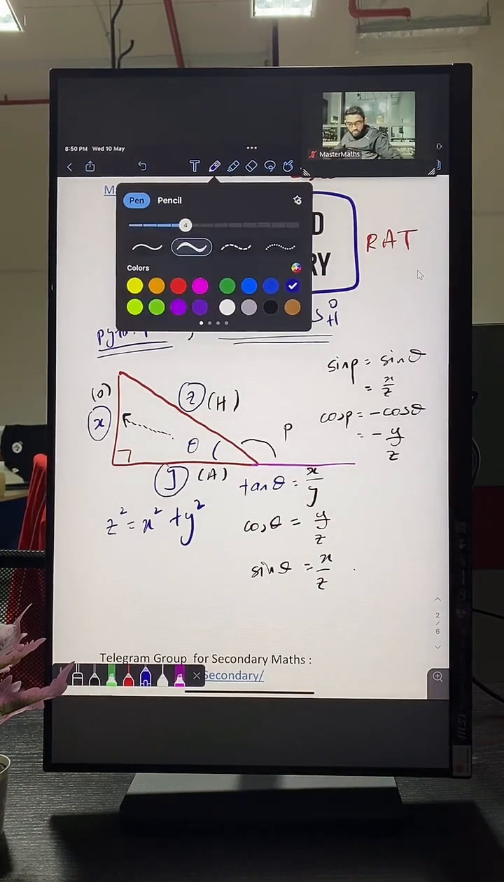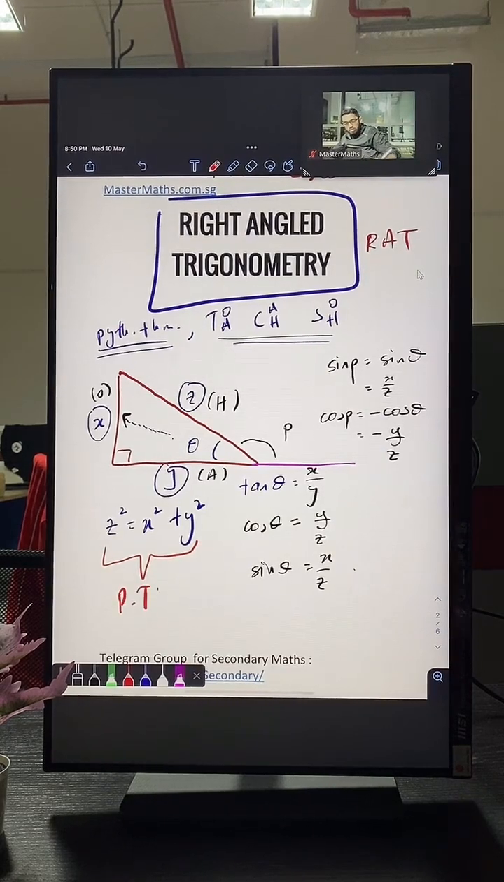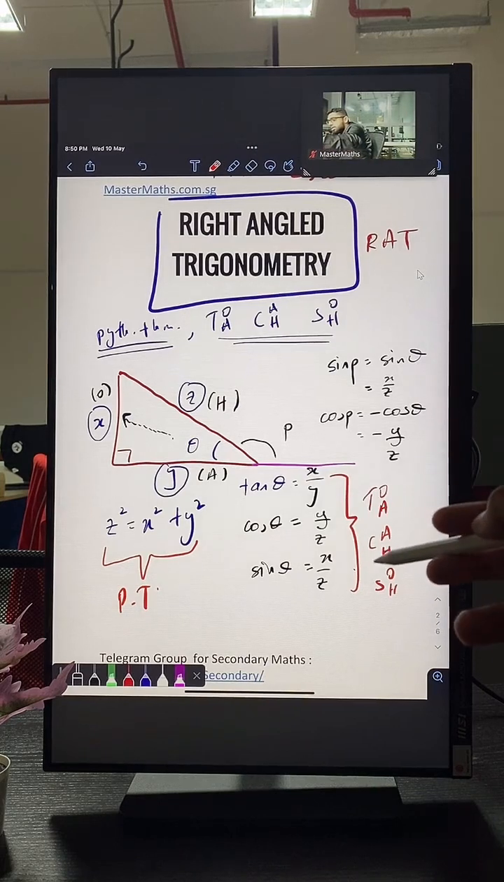Since we have a little bit more time, no problem. This is the short form of Pythagoras Theorem. This one is TOA CAH SOH. TOA CAH SOH is there.